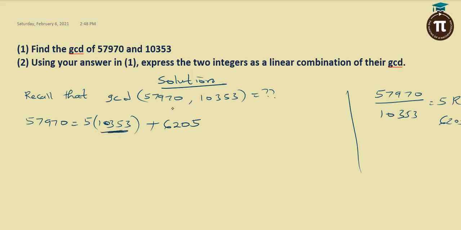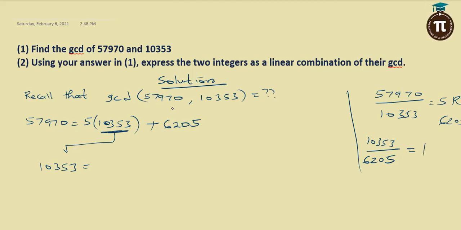Now after that, look at what will happen next. You will now take this one, 10353. That is how the algorithm goes. You will divide with the remainder. I have 10353 divided by the remainder 6205. So actually when you do that, the answer will be 1.